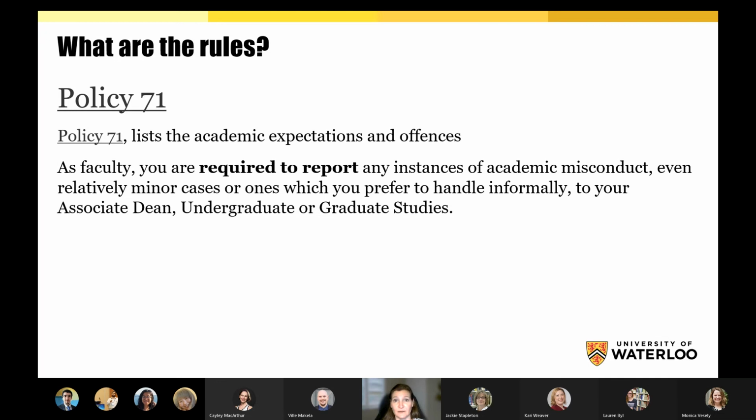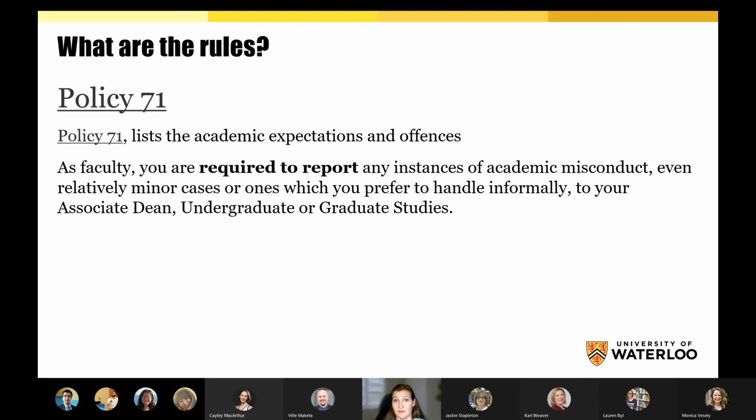So if you're ever in doubt with anything academic integrity or academic misconduct related, I would suggest that you visit our website and you should be able to find at least, if not the information there, the point of contact that you can reach out to.